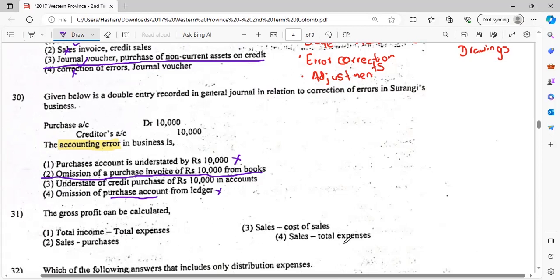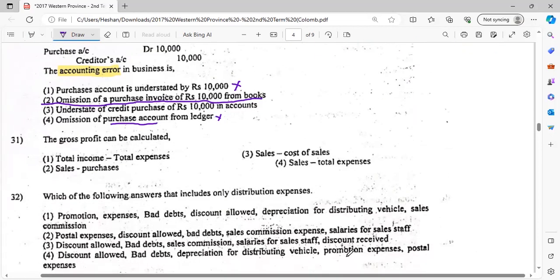Gross profit can be calculated. How to calculate gross profit? Sales minus cost of sales.